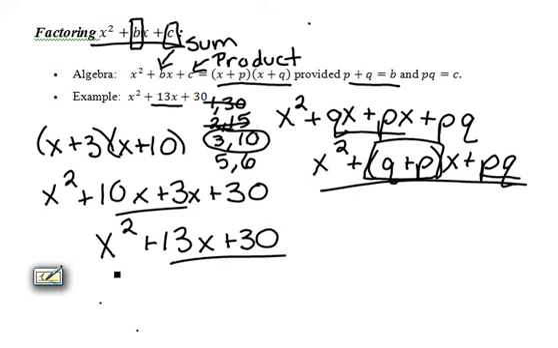So I can see that I do have the correct factorization, which would be x plus 3 times the quantity x plus 10.